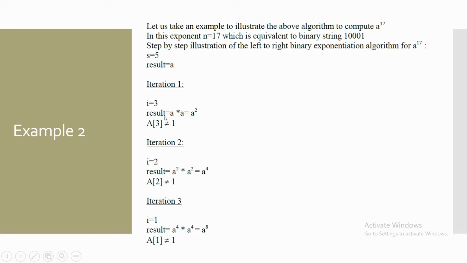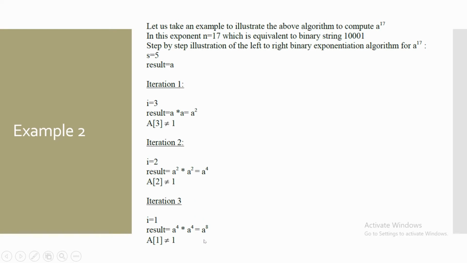So the result will be A into A. A square has been computed. Again it will check the position of this value, A3: 0, 1, 2, 3. If this is 1, A will be multiplied again. Now this is not 1, so A will not be multiplied with the result. Now iteration 2, because the next time I will be decremented. Now it will utilize the previous result and multiply the previous result with itself and it will become A4. Now again it will check if this is 1. It is not 1, so it will not multiply by A. Now it will reduce I again.